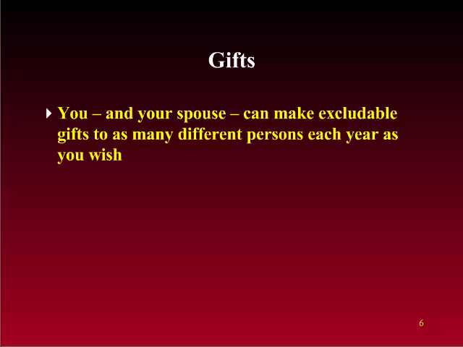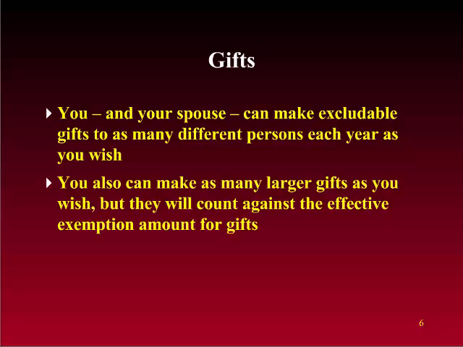You and your spouse can make excludable gifts to as many different persons each year as you wish. So you could give me $11,000 and your spouse could give me $11,000. You and your spouse could each give Larry $11,000 and Lloyd $11,000 and Neil $11,000, or take a split gift if it was $22,000. Keep that in mind. Everybody in the room, you and your spouse could give $22,000 each year. You can also make as many larger gifts as you wish, but they are going to count against the effective exemption amount for gifts that I'll talk about a little bit later.